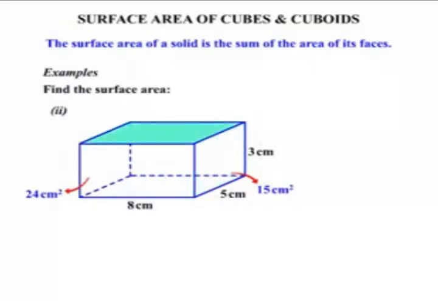How about the top surface? The dimensions are 8 by 5, and this gives us an area of 40 square centimeters. So having these 3 different faces, we can calculate the surface area of the entire cuboid. Start with the front face, 24 square centimeters. Looking carefully, the back will be equal to this front face, so we have 2 times 24.